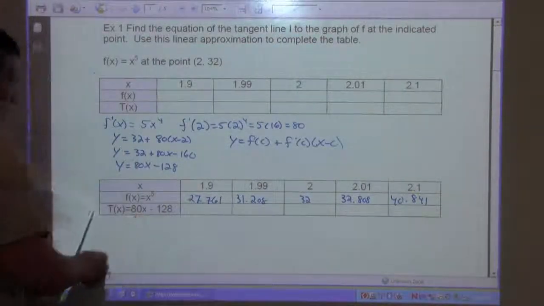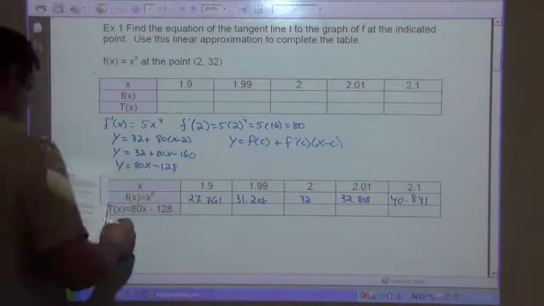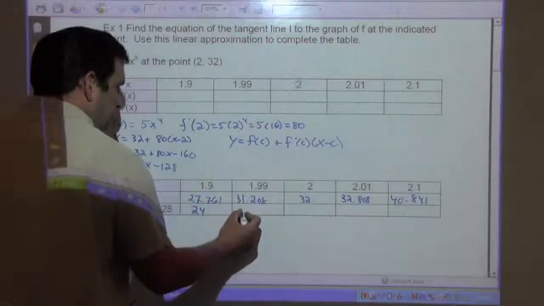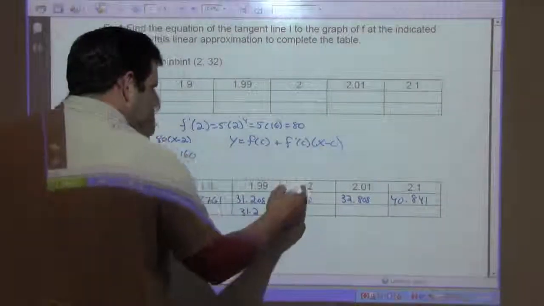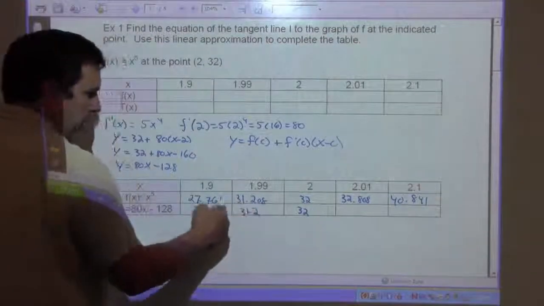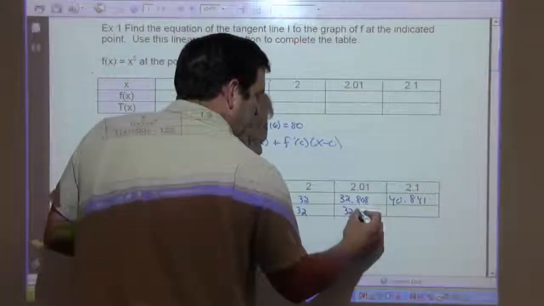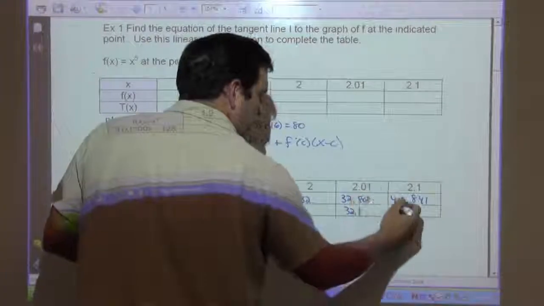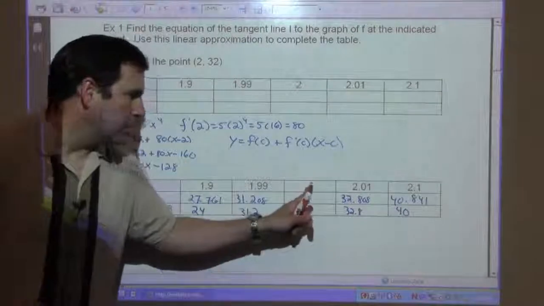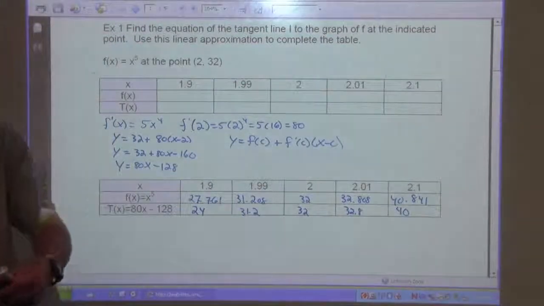Now we'll do our approximation. T of x equals 80x minus 128. So if we put in 1.9, we get 24. Put in 1.99, we're going to get 31.2. Put in 2, we're going to have our 32. So we're right on here. Pretty close here. It gets a little further there. If we put in 2.01, we have 32.8. Put in 2.1, we're going to have just 40. So it's an approximation around 2. It's fair. It's not great, but it's fair.